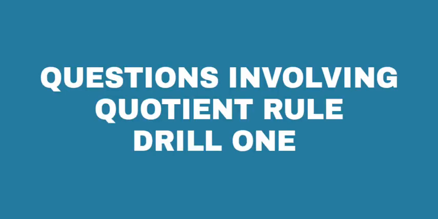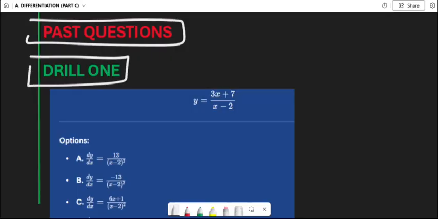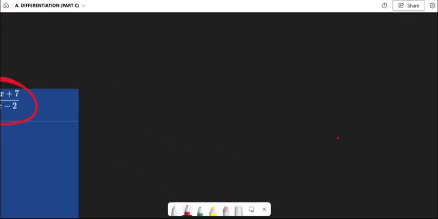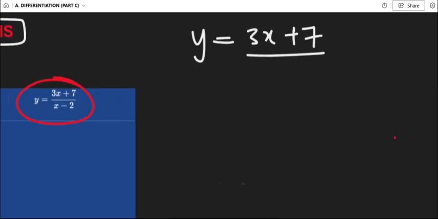Okay, so let's solve a question involving the quotient rule. So, picking some past questions. Now, for past questions, the very first question is ADV 1. In ADV 1, we are given that y equals 3x plus 7 all over x minus 2. So in solving this, we have that y equals 3x plus 7 all over x minus 2.